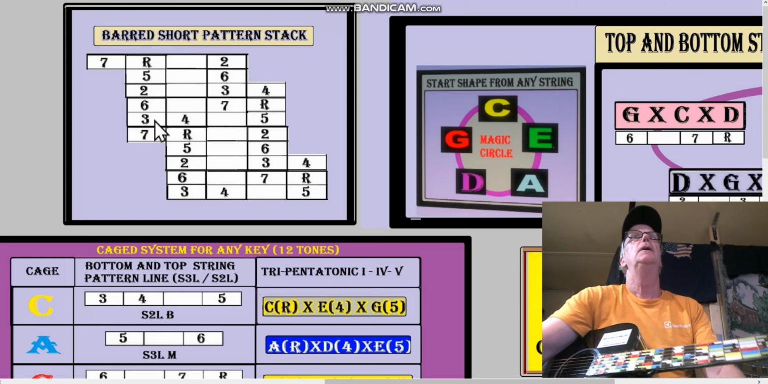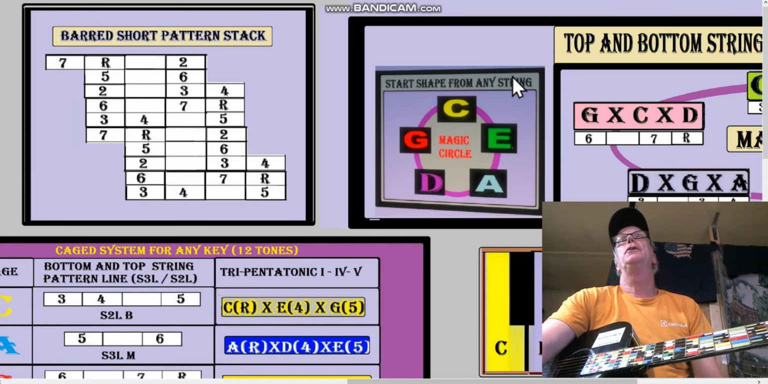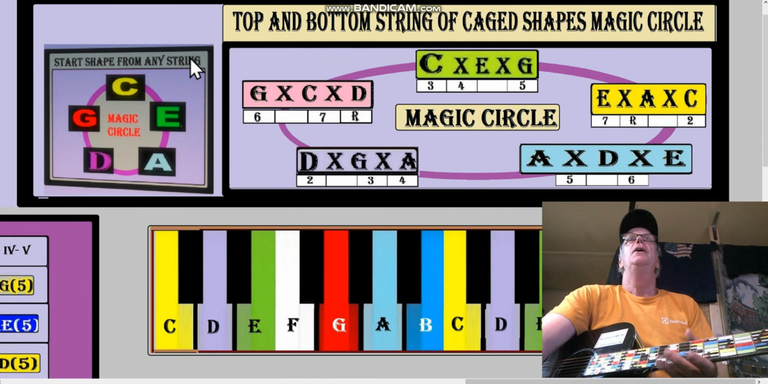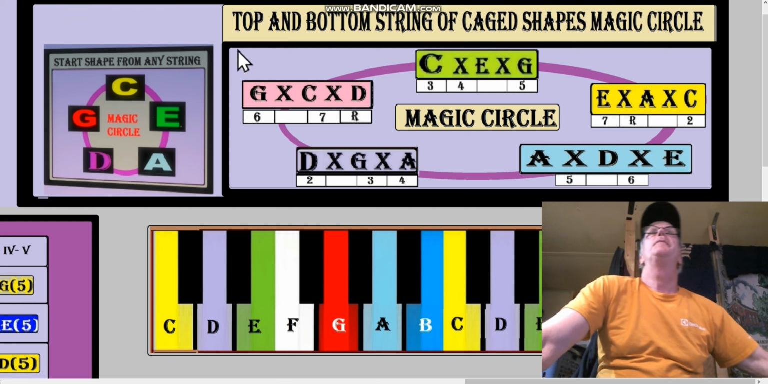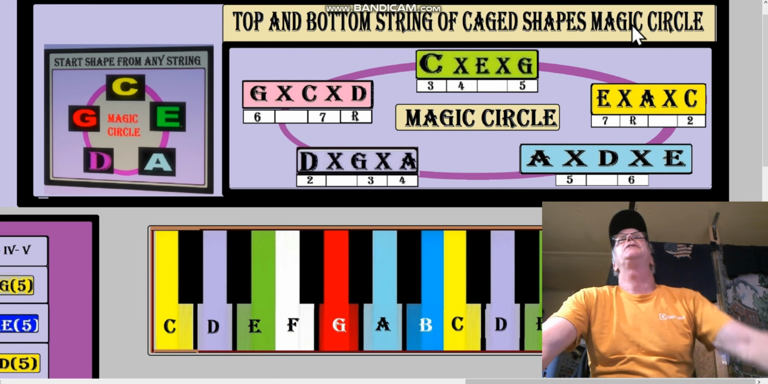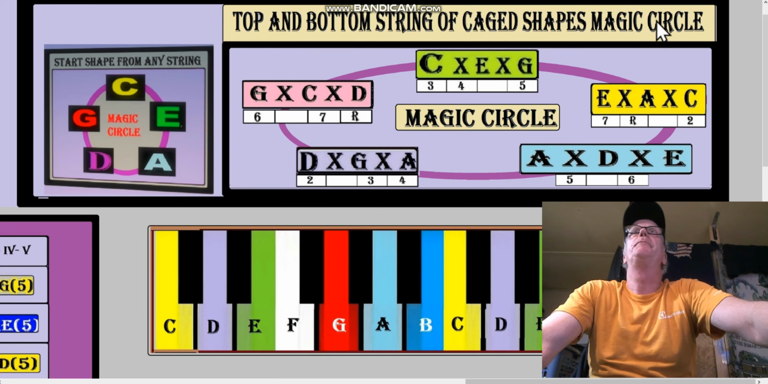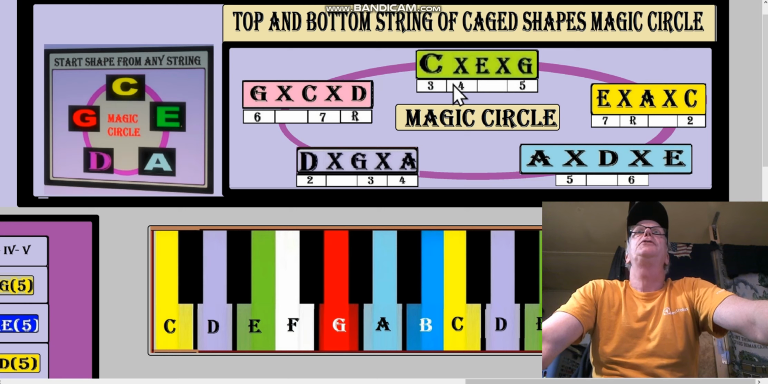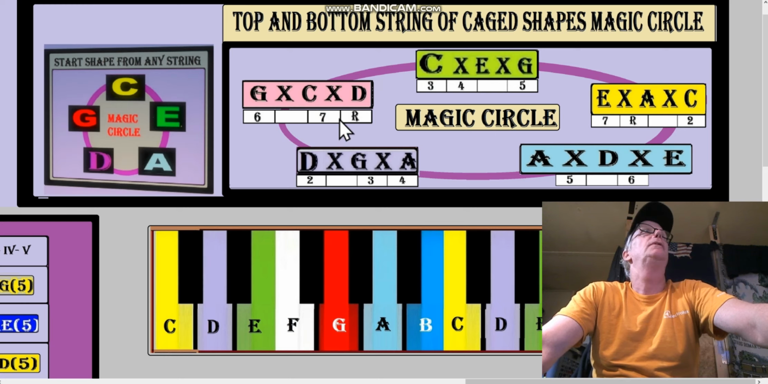Okay. Come over here to the magic circle. The magic circle. Top and bottom string of CAGED shapes, magic circle. As you go up, here's your 3, 4, 5. Here's your 6, 7, root. Here's your 2, 3, 4. Here's your 5, 6, and here's your 7. You go counterclockwise on this thing, and that explains the magic circle.